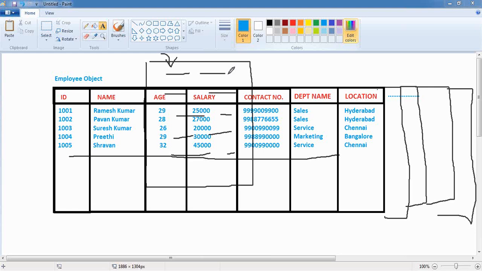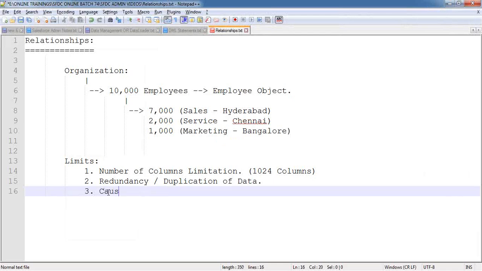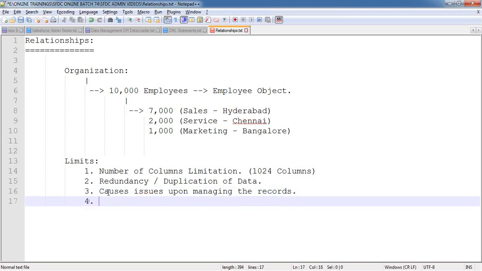So to create the record again, we have to enter the same data, right? Then we need to spend 2 hours again. And in the next 2 hours also, there is no guarantee that the power won't go off. So in this case, what happened? Upon managing the records, it is causing some issues. The third problem is that whenever we are managing the records, it causes issues here.